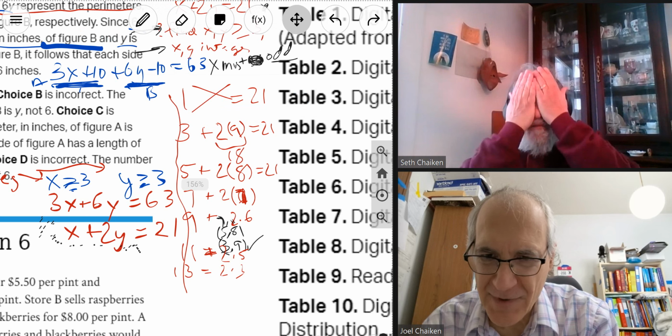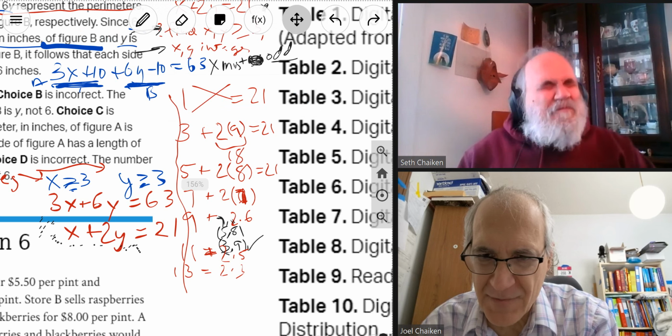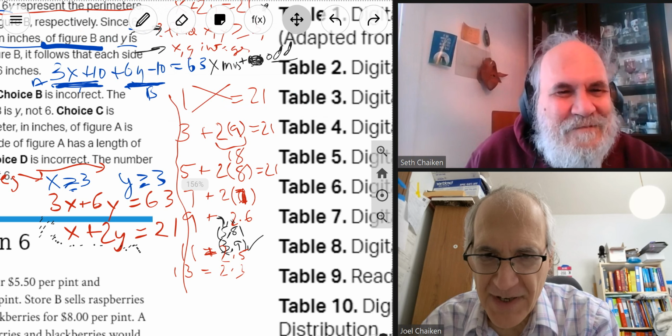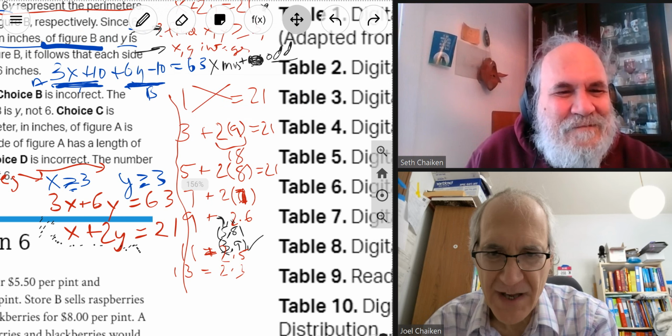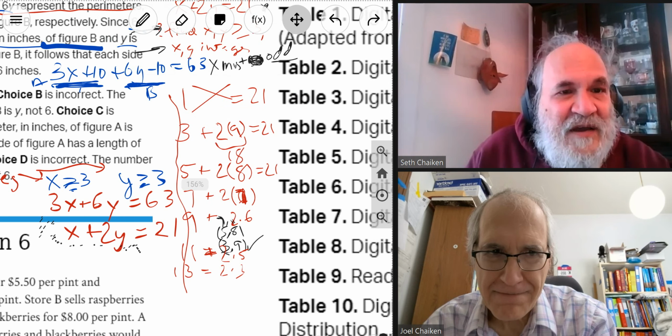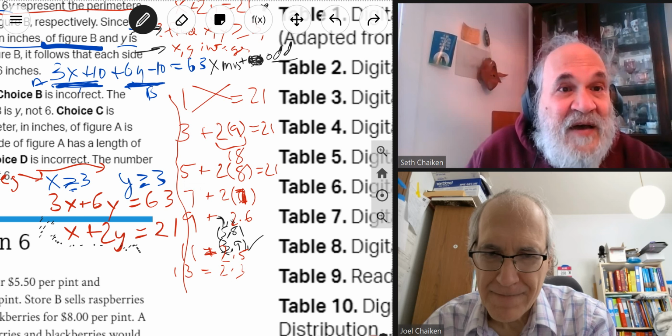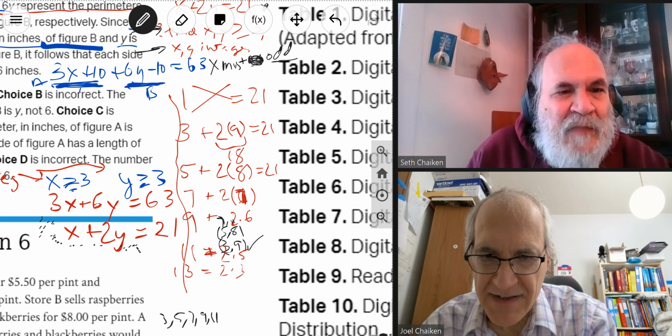Seth started with 3, x and y, and you got 3, 5, 7, and what can x get up to? What's the highest value for x? For x, the highest value for x is 11. Okay, so these are the possible x's. Yeah. That give an answer.